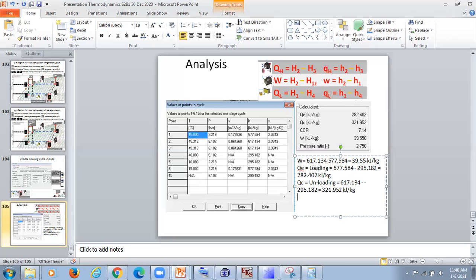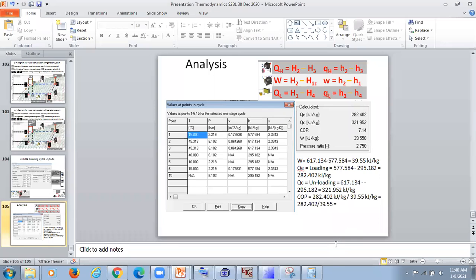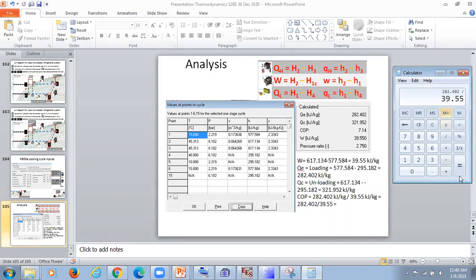Then you have COP, refrigeration. So here your objective is removing heat, this much QE, against the work done, 39.55. So that is 284.402 divided by 39.55. Okay, we'll see the answer. So I'll copy this to the calculator again. Let me open up the calculator, paste it. Let me get the answer.